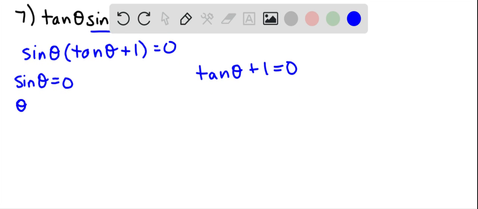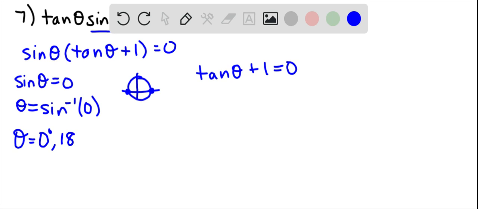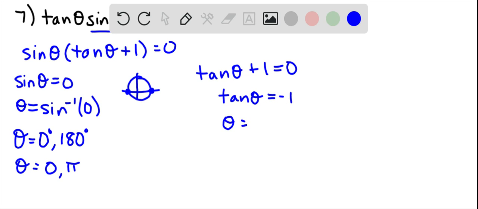So theta is inverse sine of 0. So where is sine equal to 0? Sine is equal to 0 at 0 degrees and at 180 degrees. So let's convert those into radians, and we have 0 radians and pi radians. And now for the second equation, subtract 1 from both sides, take the inverse tangent.